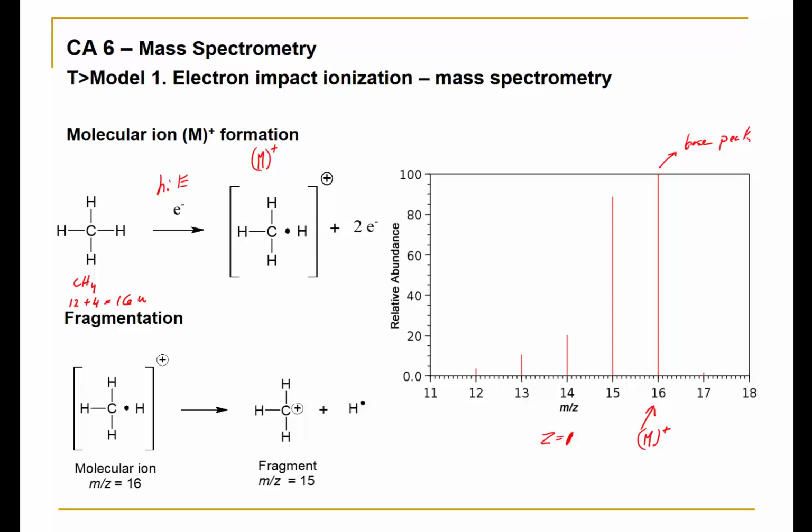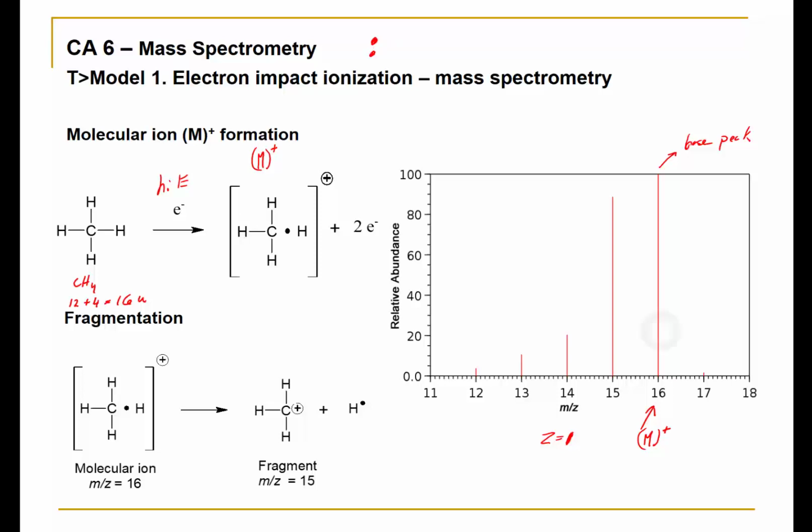There is some fragmentation that occurs though. So there's a substantial amount of molecular ion present, but then in some cases the molecular ion has fragmented into smaller bits. A common fragmentation is the loss of a single hydrogen. Now one of the ways that we'll show this transformation is to use curved arrows. A little bit later in the course we'll highlight a lot the use of curved arrows.